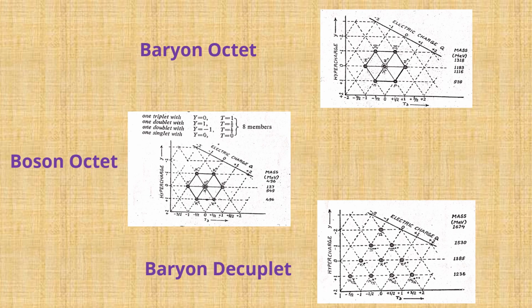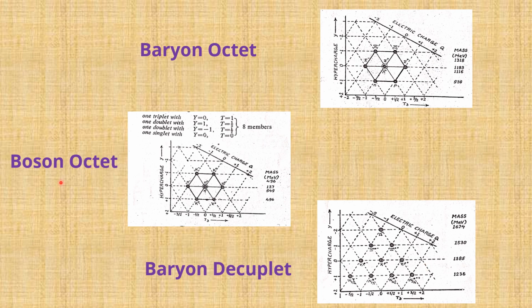And this diagram represents the SU3 symmetry performed in the baryon octet, boson octet, and baryon decuplet. In the baryon octet and boson octet, you have 8 members in the group, that is 8 operators, whereas in the baryon decuplet, you have 10 members. So the groups with 8 and 10 members are important for discussion.